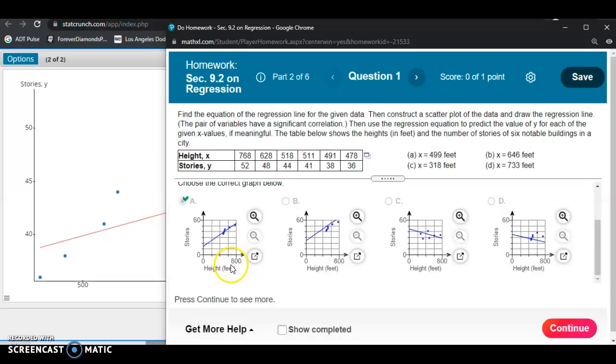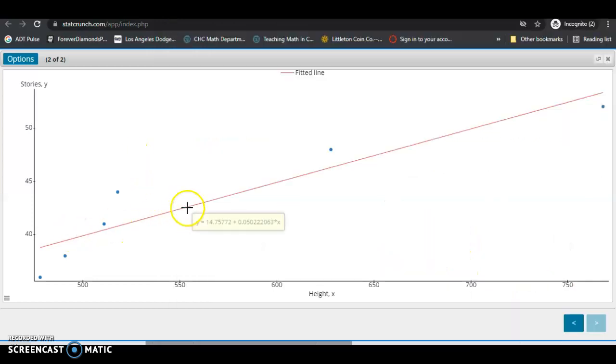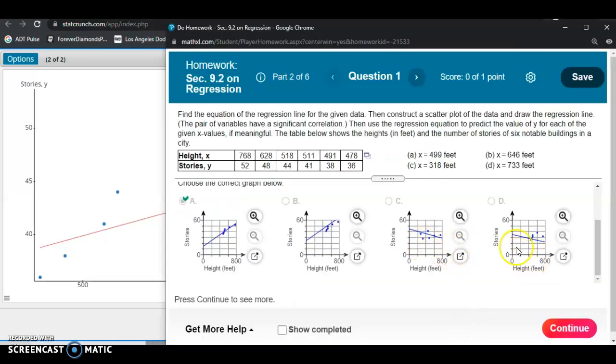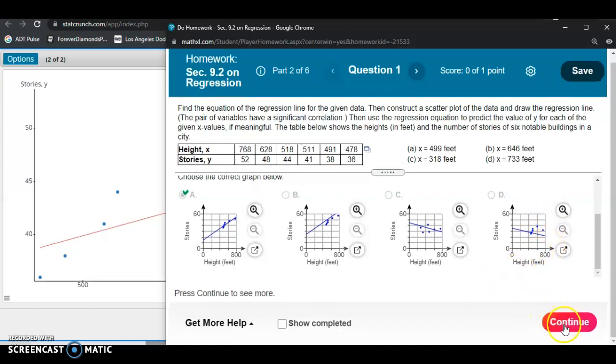All right, so answer choice A was the correct graph. Okay, the others were incorrect. So remember, you can also eliminate some of the answer choices, right? So obviously our line slopes upward rather than downward. So in two of these, you can eliminate C and D. So just be aware of that. All right, so we're going to continue.